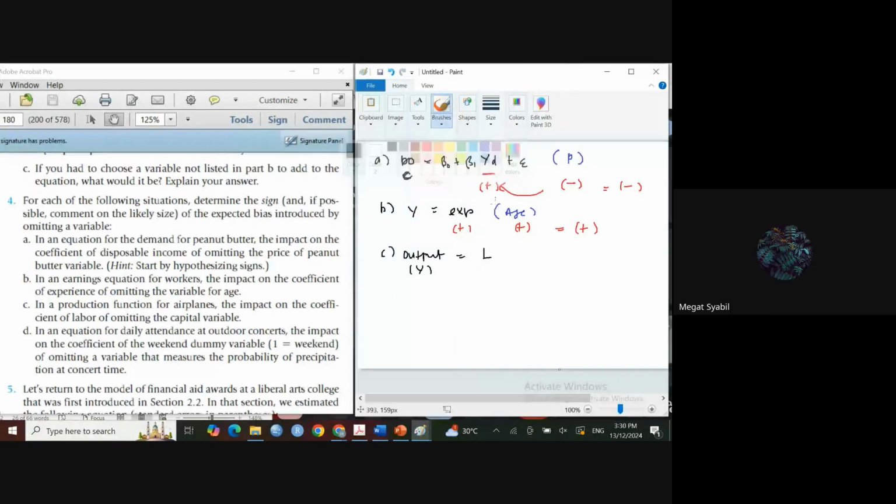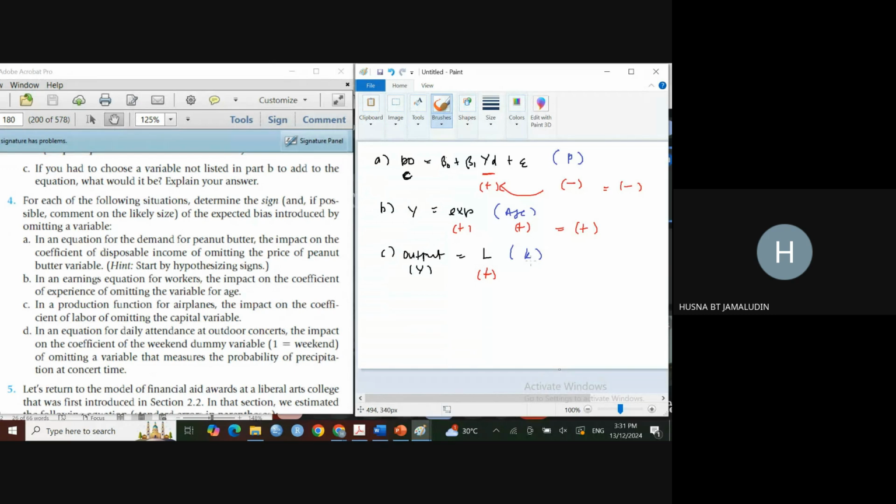Omitting the capital. Okay, so tell me, what is the sign of labor on output? The more labor you hire, what happens to your output? Higher production, more production, more output, right? So positive. How about capital?